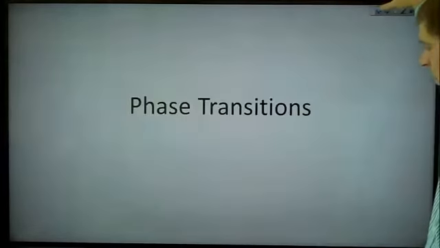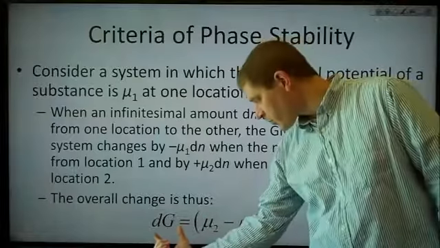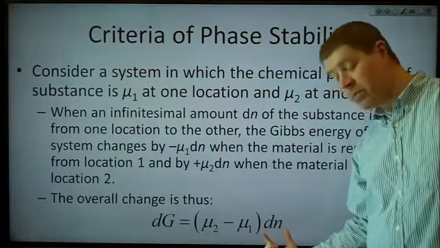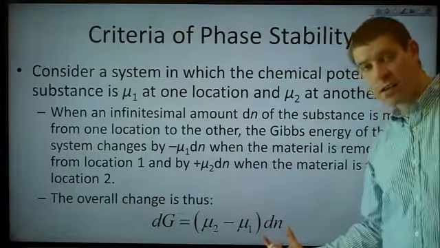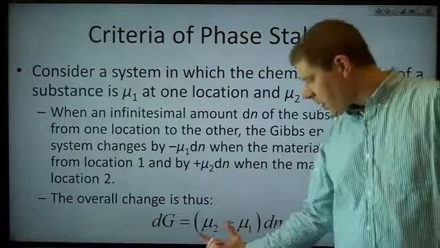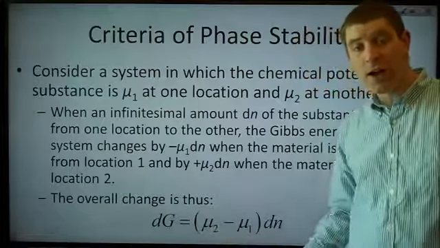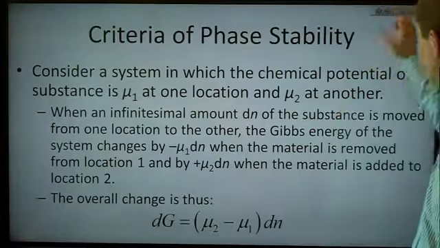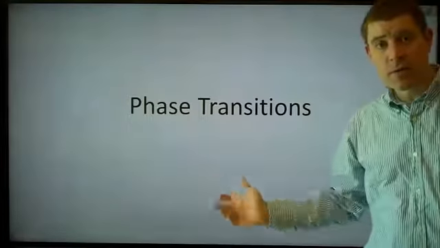So in order for dG to be 0, when we move some number of moles, and we're saying that dn is not 0, the difference between these two values, mu2 and mu1, has to be 0, which means they have to be the same value. Right, so that's phase transitions.